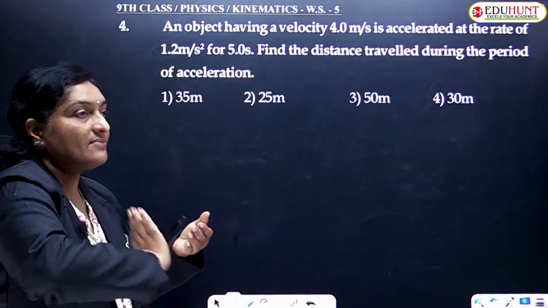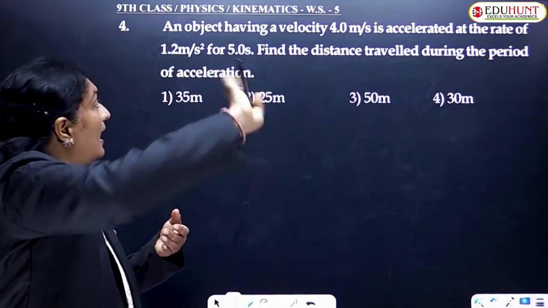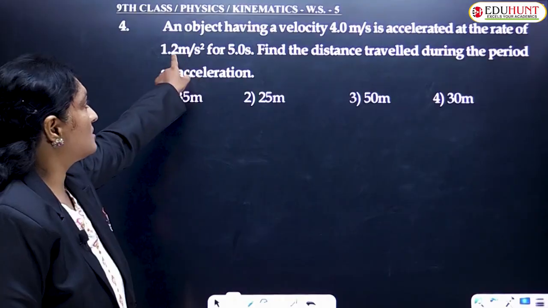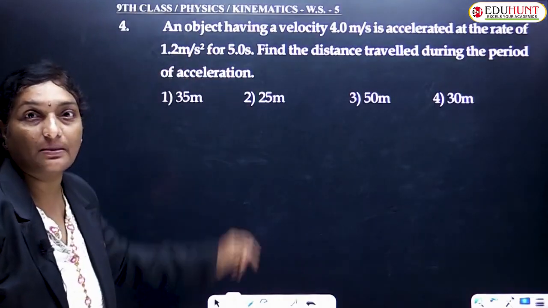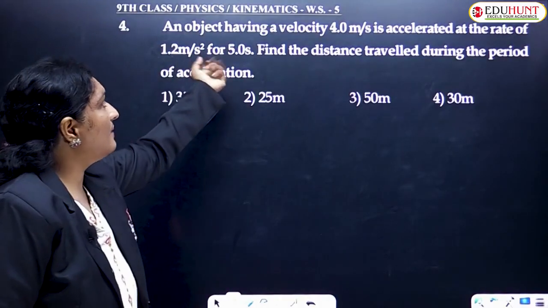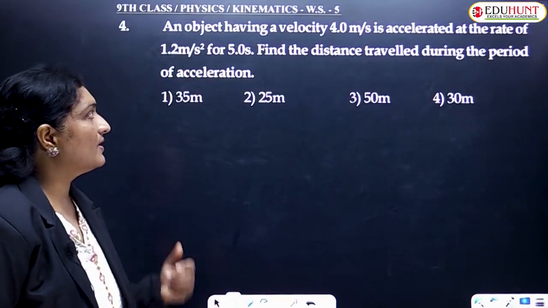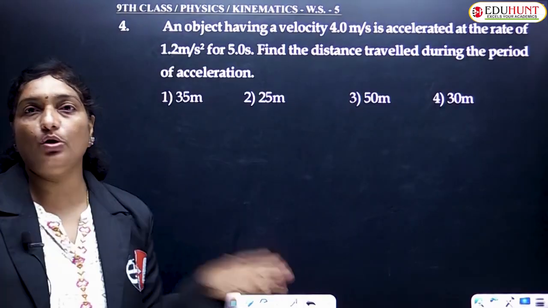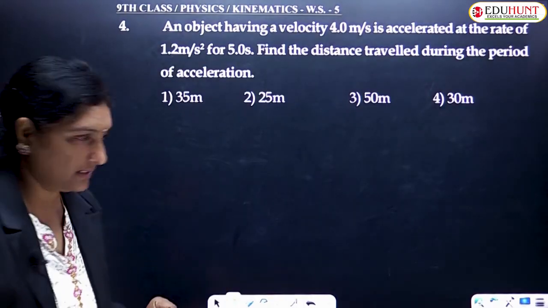Accelerated means velocity is being increased at the rate of, accelerated at the rate of how much? Acceleration was given as 1.2 meter per second square during the time of 5 seconds. You are asked to find the distance traveled during the period. So only the initial velocity was given and no knowledge regarding the final velocity.